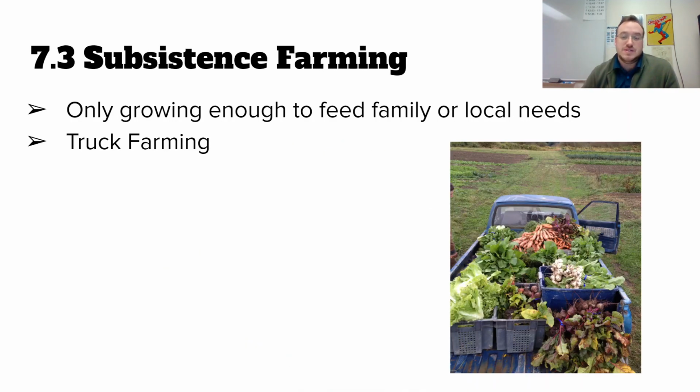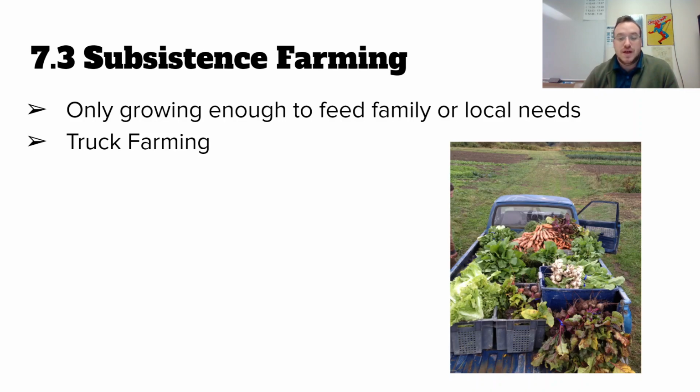Subsistence farming is sometimes called truck farming, where only enough food is grown to feed the family or to feed local needs. It never generally leaves the community it's grown in, so that food is being used close to the source that it's grown. And so we're looking at smaller plots of land, and in general, we're also looking at foods that would normally grow in that area, though sometimes, especially in our modern era, that isn't always the case.